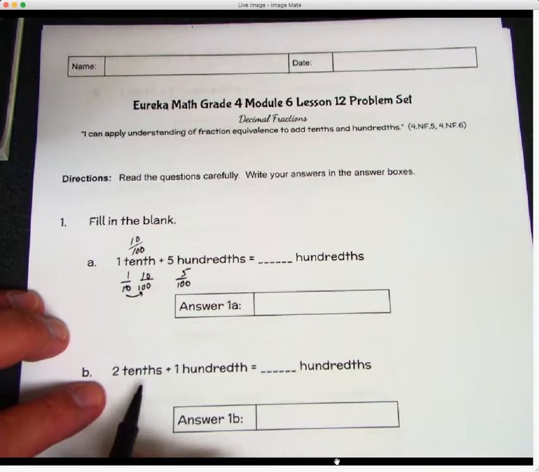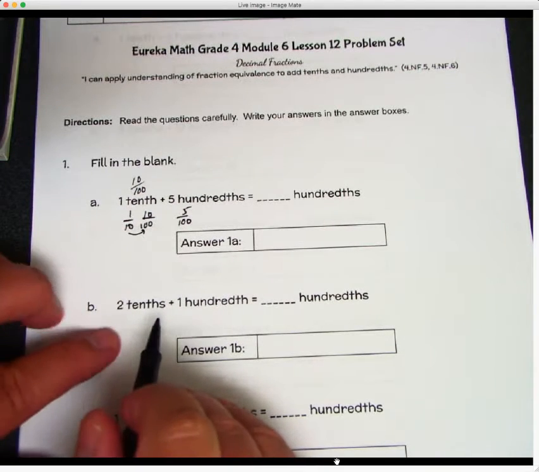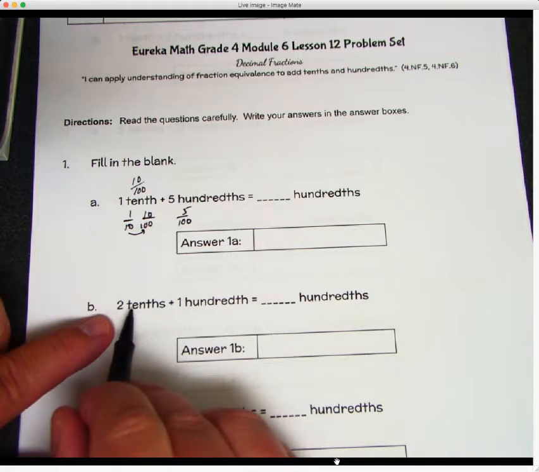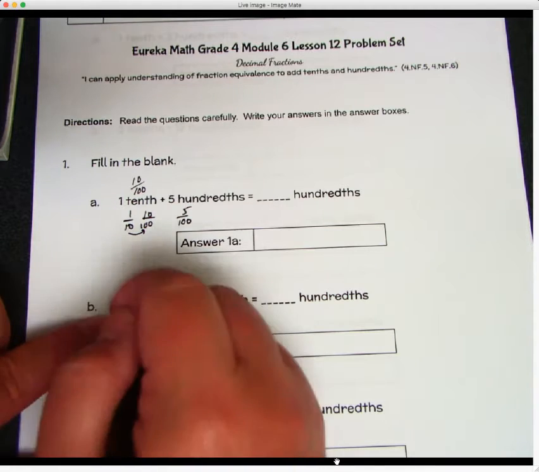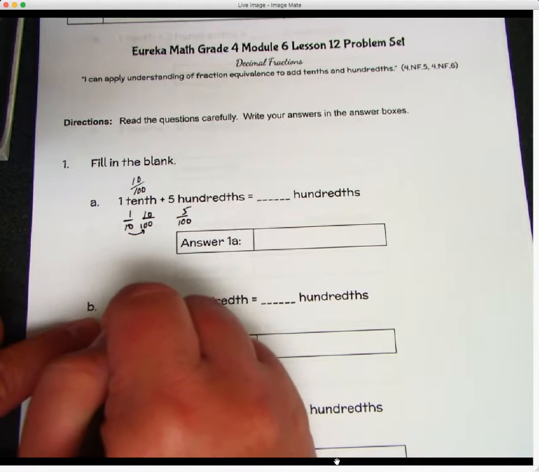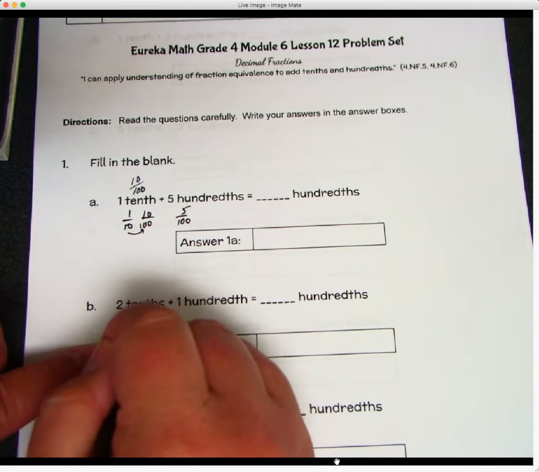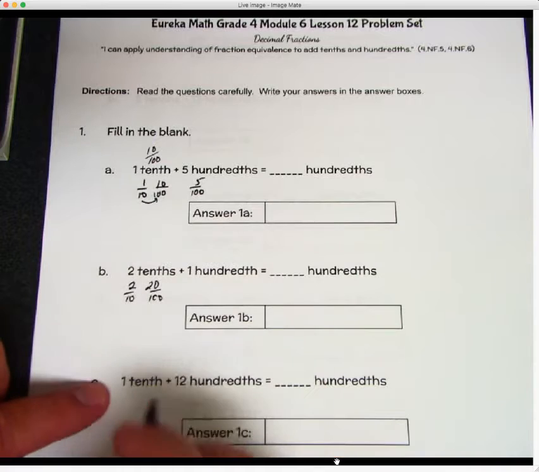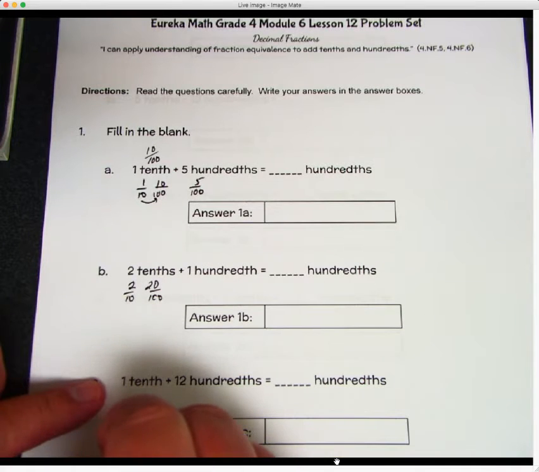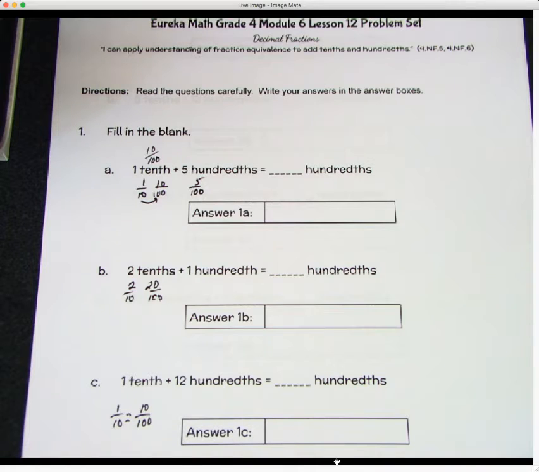I'm going to just do these four on this page so we can go back and add them. I've got 2/10 and 1/100th. 2/10 is how many hundredths? Because we've got to have all 100ths. Well, it's going to be 20. We add the zero. 1/10 is the same as 10 hundredths. Remember, we're just multiplying by 10 or adding a zero.